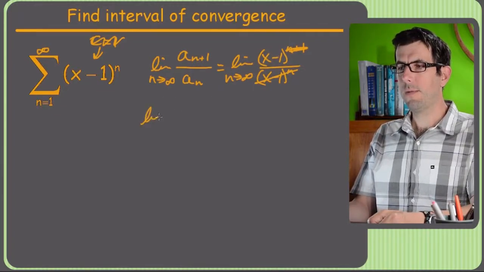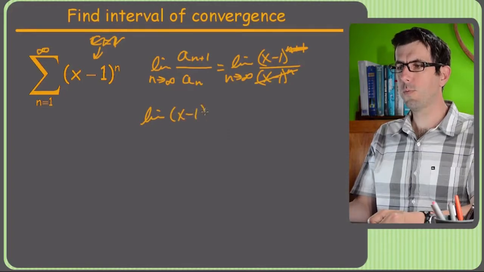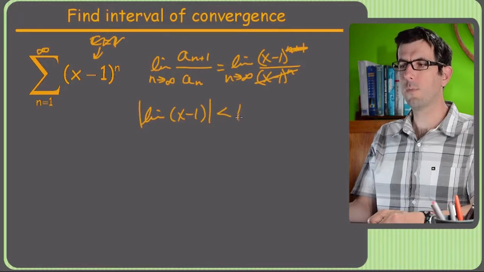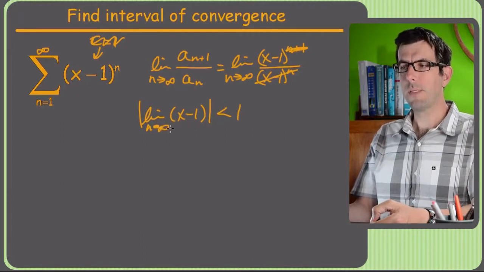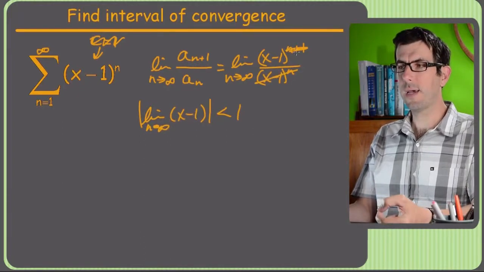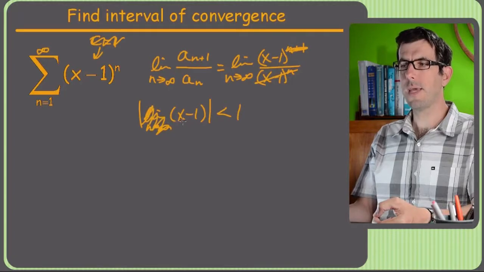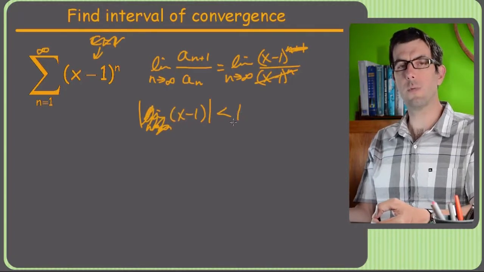So the limit as x minus 1 needs to be, the absolute value of that needs to be less than 1. When we get rid of the absolute value signs, now obviously this limit as n approaches infinity, by the way, but since there's no n's left, all the n's canceled out, then really it's just the absolute value of x minus 1 needs to be less than 1.